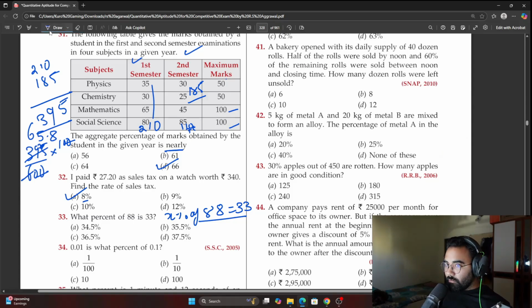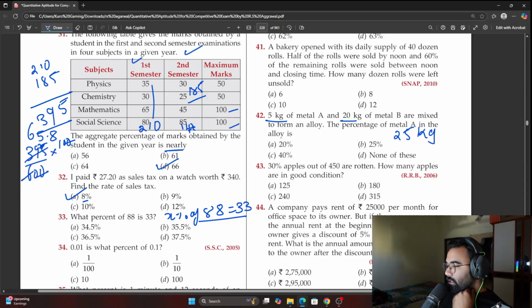All right, we move on to the 42nd one. 5 kg of metal A and 20 kg of metal B are mixed to form an alloy. What is the percentage of metal A in the alloy? Simple. What is the total? That is 25. I simply just added 5 and 20, so that will be 25 kg.